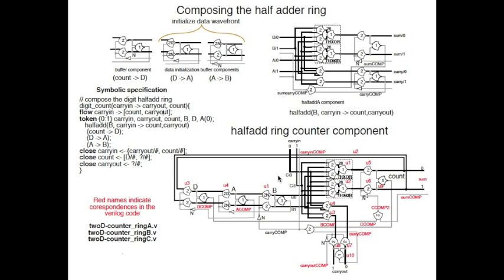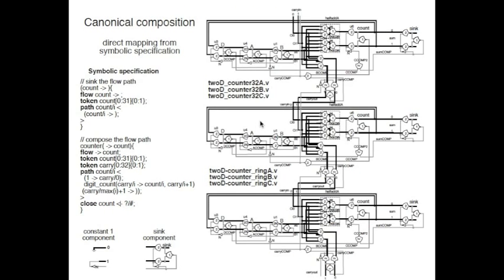So we'll construct a ring for each half adder, and these are the Verilog files for the ring for the A half adder, the B half adder, and the C half adder for the 2D counter. And we'll construct a variety of counters with very different behaviors. Now we're going to make a counter by connecting our half adder rings together.